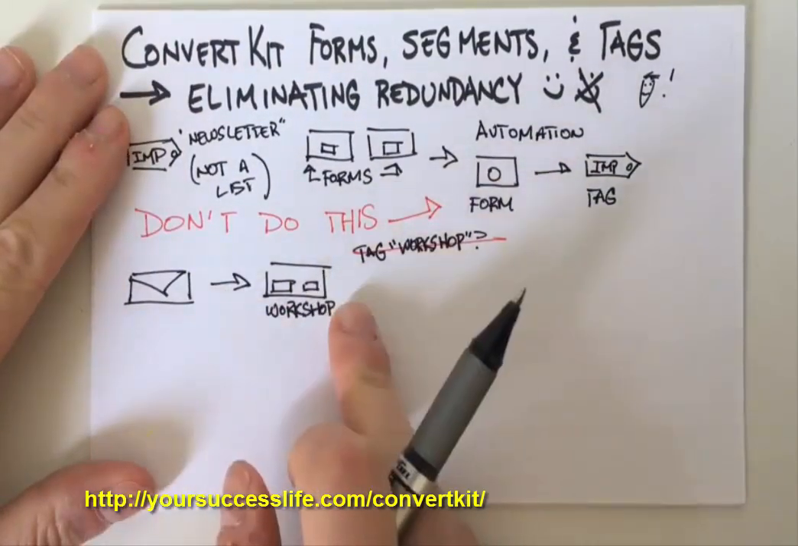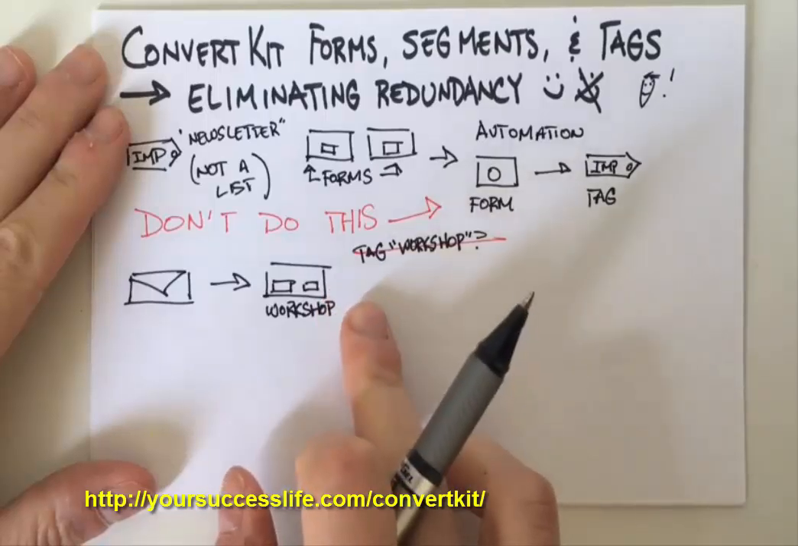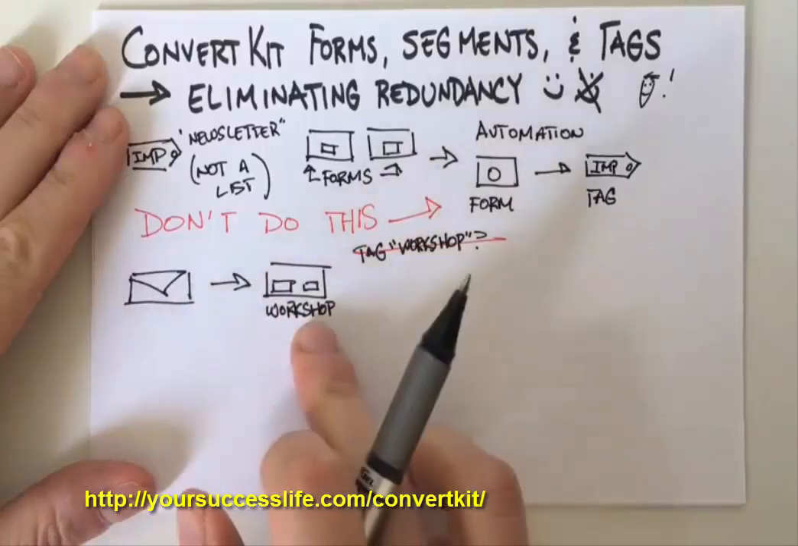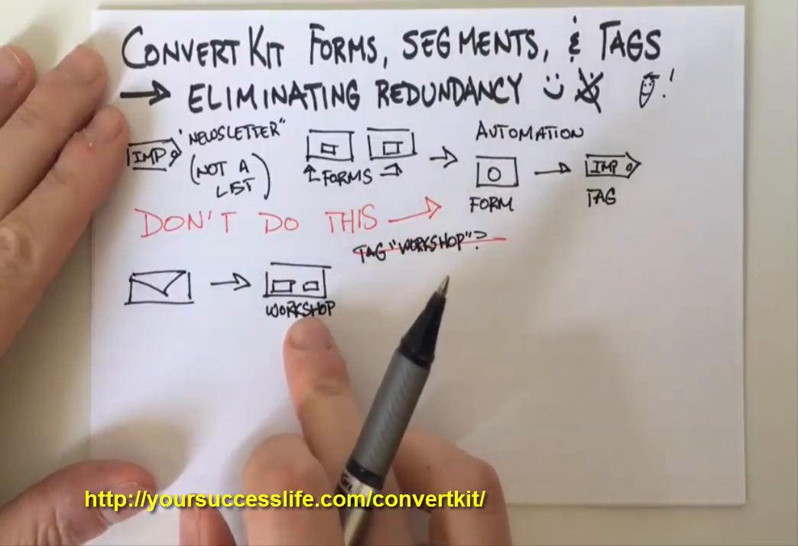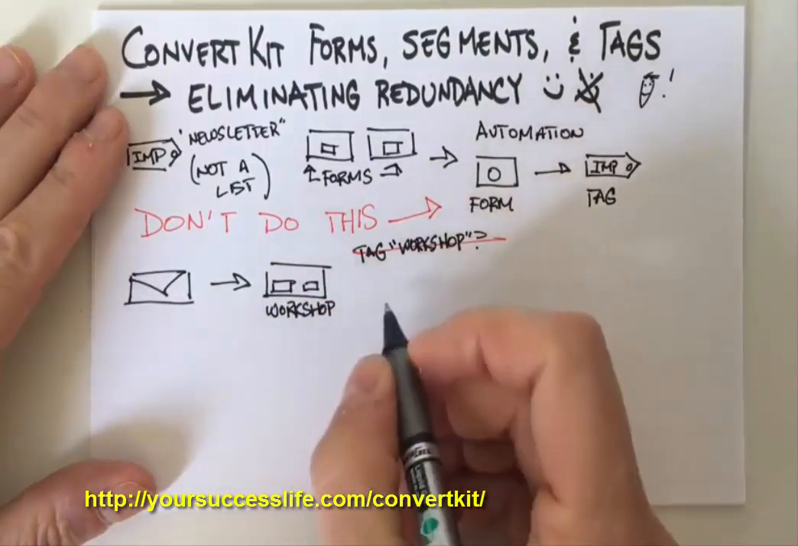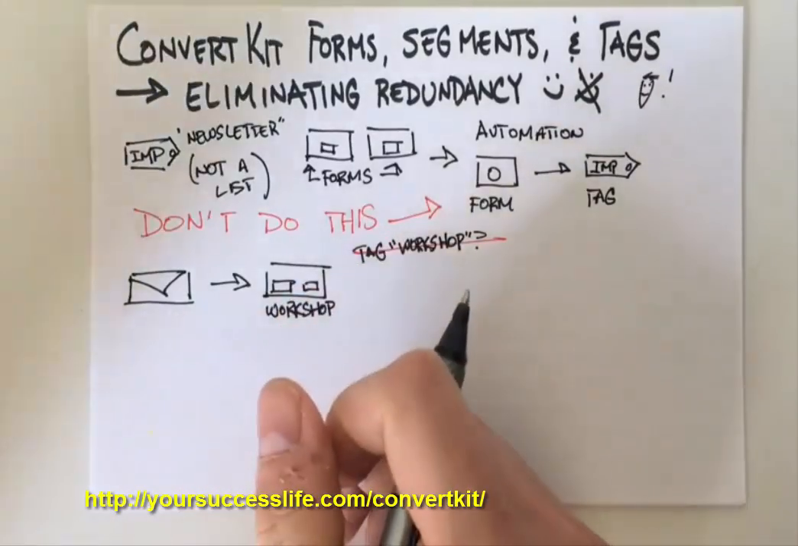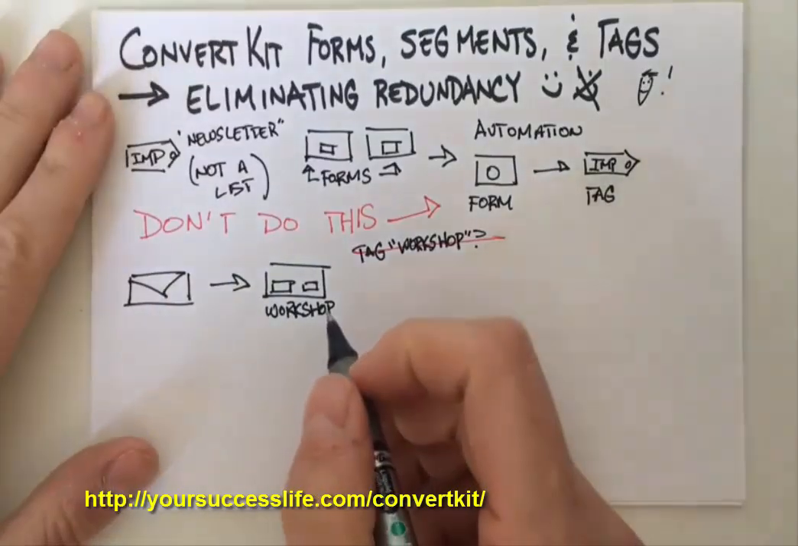All right, so if my end goal is to just email them, then I don't have to create a tag for this. I can email people directly through the form. So when you go to a broadcast, you can select subscribes to that form, and that's all I have to send to. Now, what does this mean for your newsletter?